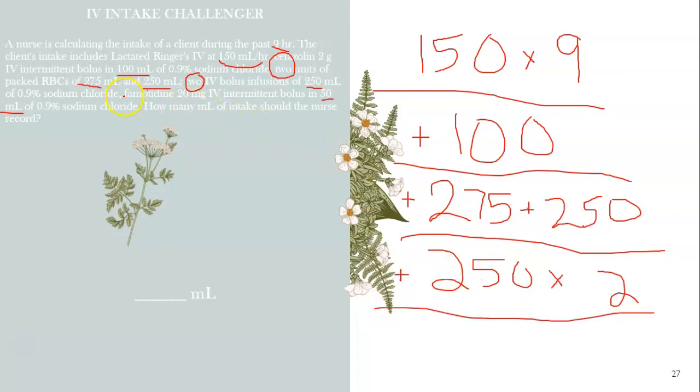What else do I got here? Oh yeah, one of those. And 50. So when I add this all up, let's go ahead on my calculator. 150 times 9 plus 100 plus 275 plus 250 plus 250 plus 250 plus 50, 25, 25.